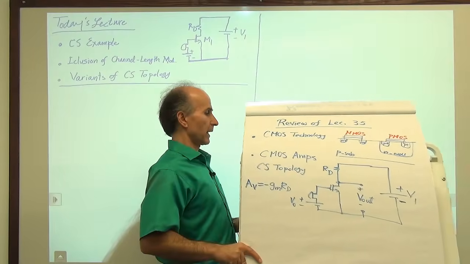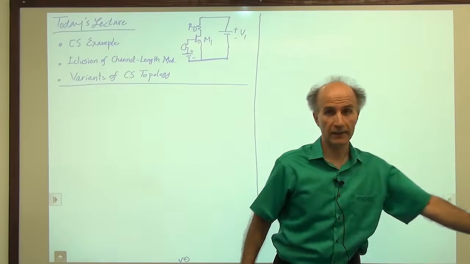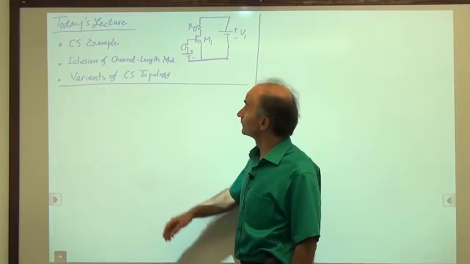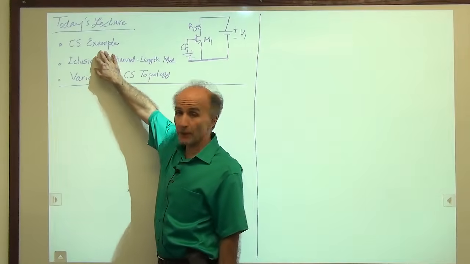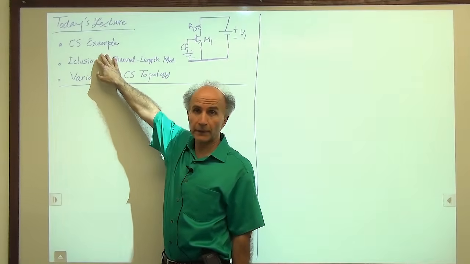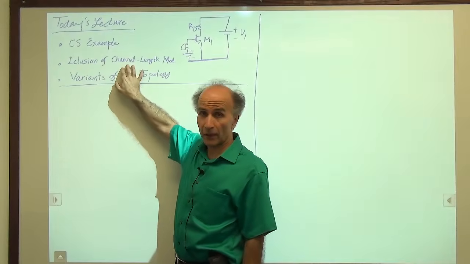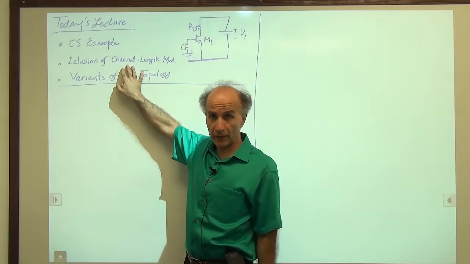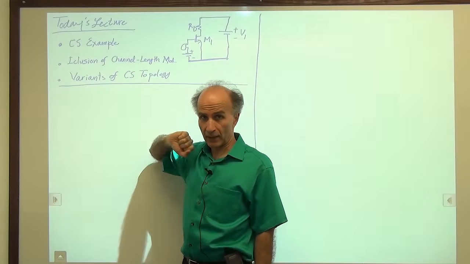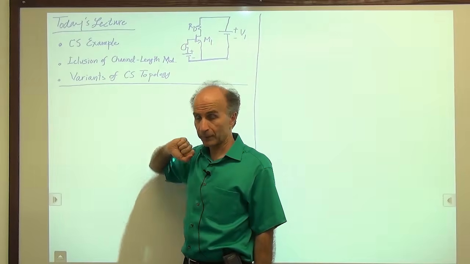So we're going to start from here today and develop further and understand some other properties of this type of amplifier. And in fact, we will also look at some variants of this amplifier. So we'll go over some numerical examples, just to get warmed up. Then we'll include channel length modulation, which we had neglected there. And then we'll look at some variants of the common source topology.